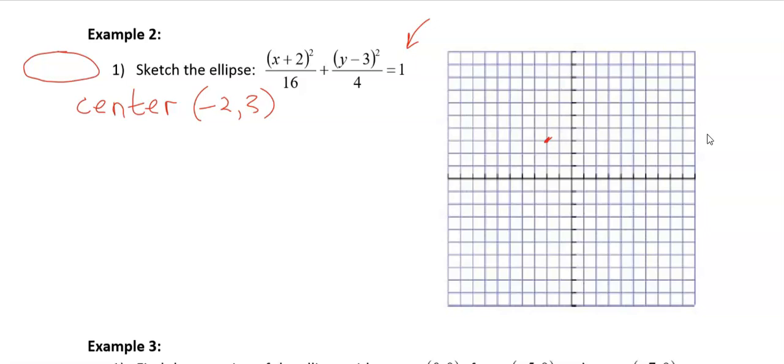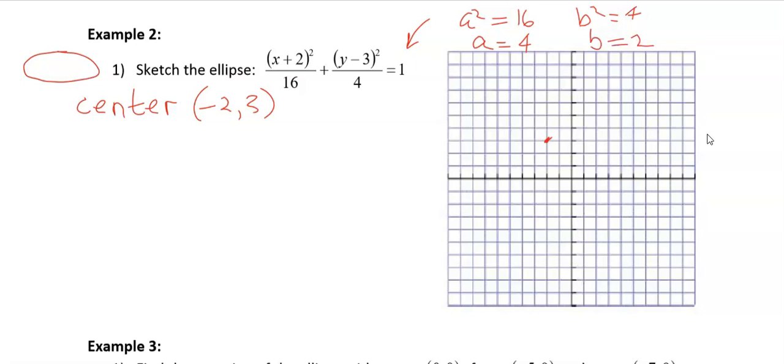All right, now let me see. A squared is 16. I'll just jot that up here. A squared is 16. So A is 4. Remember, A squared is the larger of the two denominators. B squared is equal to 4. So B is the square root of that number. B is actually equal to 2.